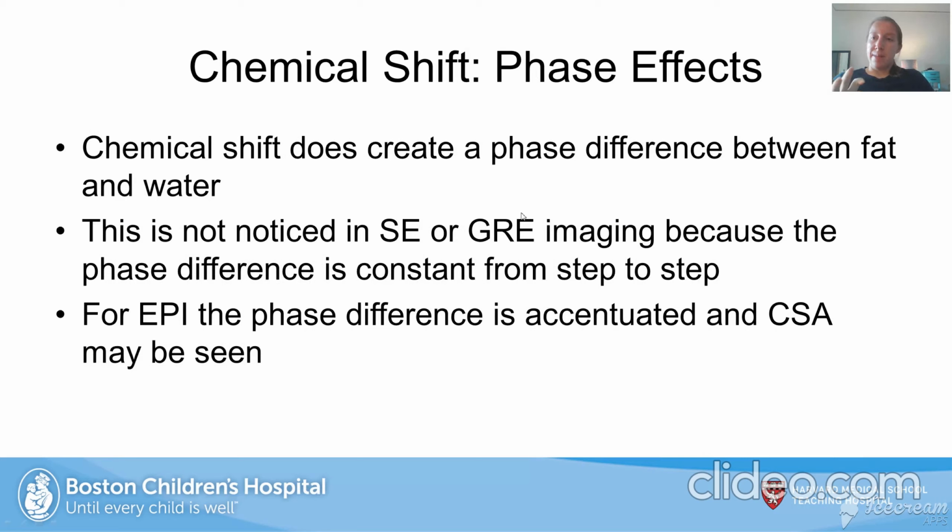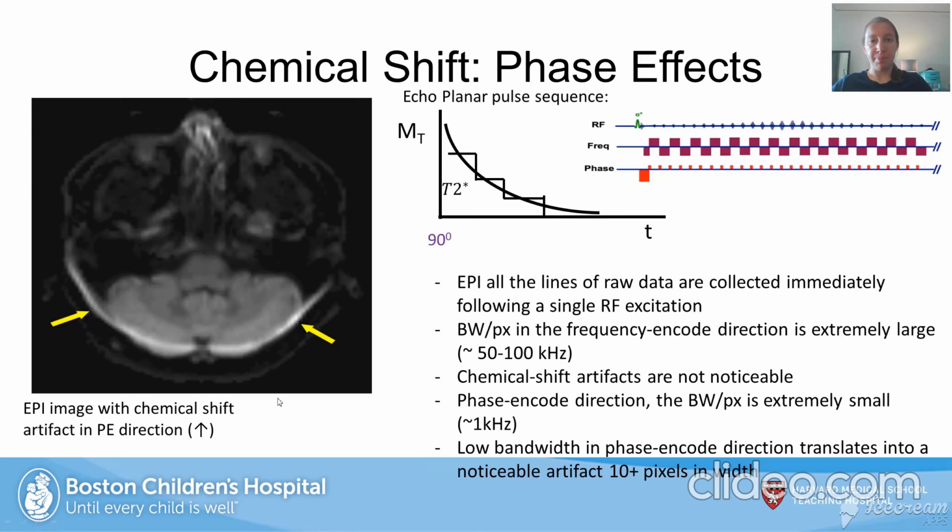Okay, so I've described chemical shift artifacts in the frequency encoding direction. There's also chemical shift in the phase encoding direction. So the chemical shift does create a phase difference between fat and water. This is not noticed in spin echo or gradient echo imaging because the phase difference is constant from step to step. But for something like echoplanar imaging, the phase difference is accentuated, and the effect may be seen.